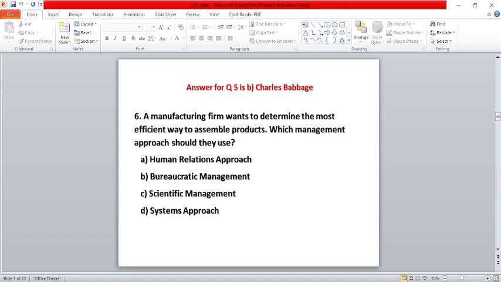Question number 6. A manufacturing firm wanted to determine the most efficient way to assemble products. Which management approach should they use? A. Human relations approach. B. Bureaucratic management. C. Scientific management. D. System approach. The answer for this question is C. Scientific management.